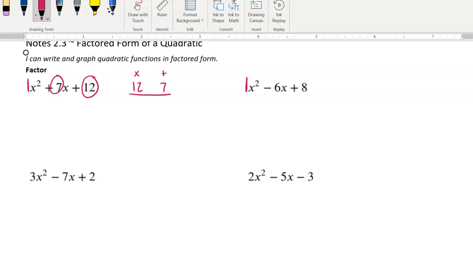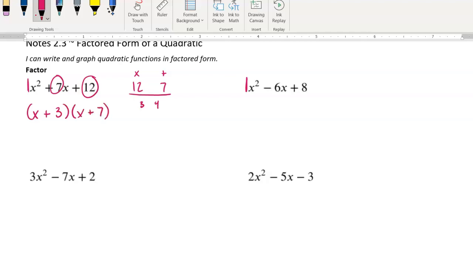Well, the factors of 12 are 1 and 12, 2 and 6, and 3 and 4. Hopefully you came up with 3 and 4. I always like to write it down just to make sure: yep, 3 times 4 is 12, and 3 plus 4 is 7. Guess what? You just found the factored form. It's x + 3, x + 4.